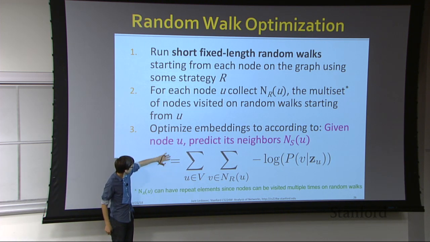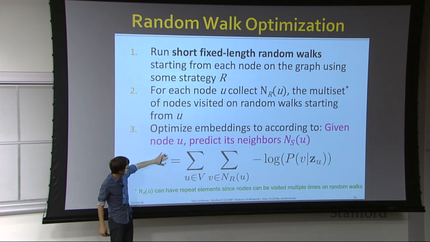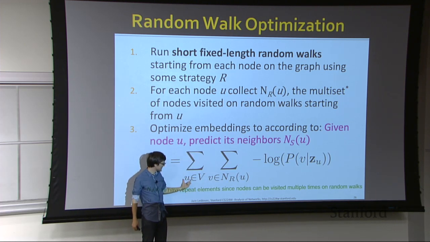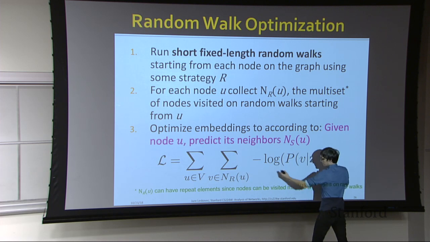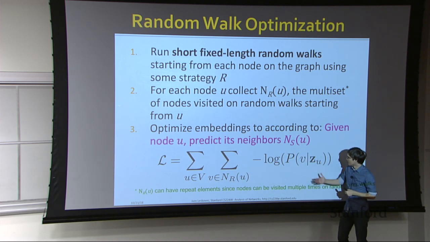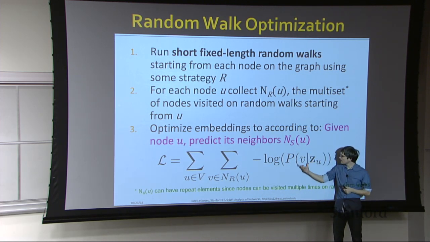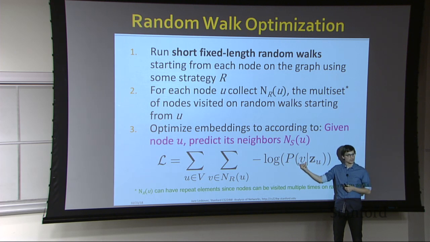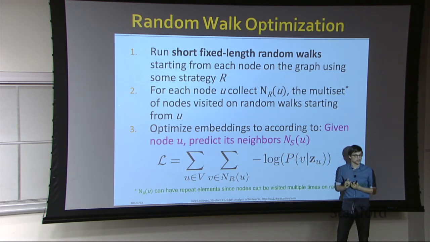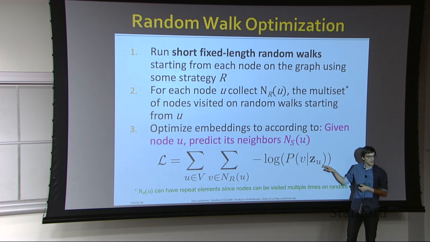I want to maximize this function L that goes over all the starting nodes U. It goes then over all the neighbors of that U. And here I have the log probability that says, given that I started at U, how likely am I to visit node V? Here I already have the coordinates of U, and I will also use the coordinates of V to estimate this probability. So the question is now, how do I encode this probability?